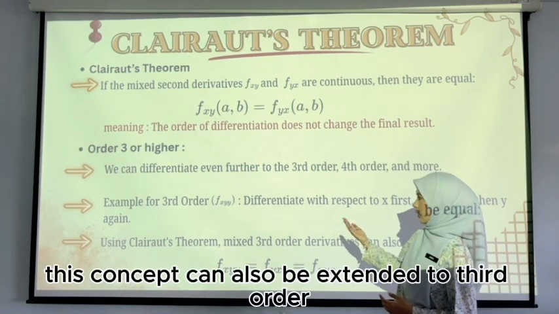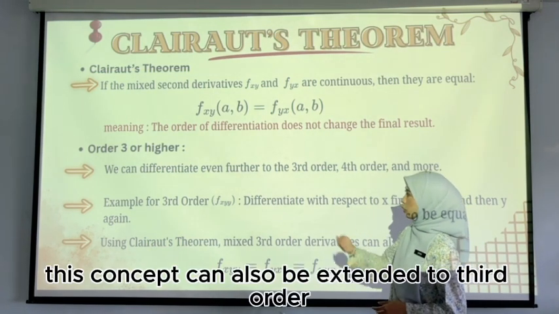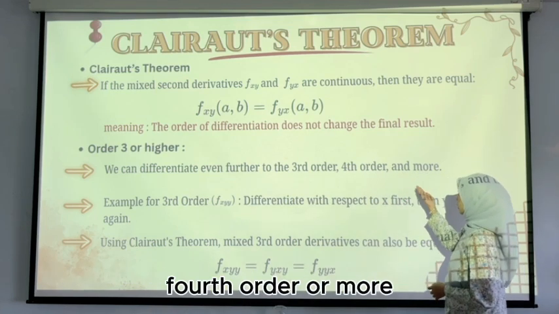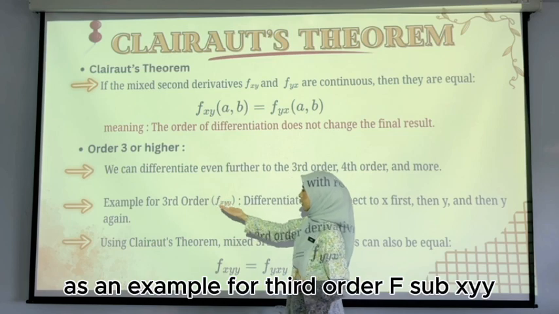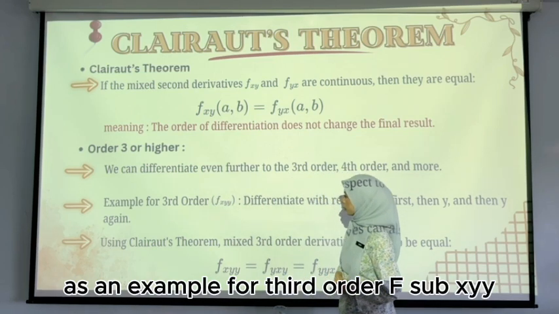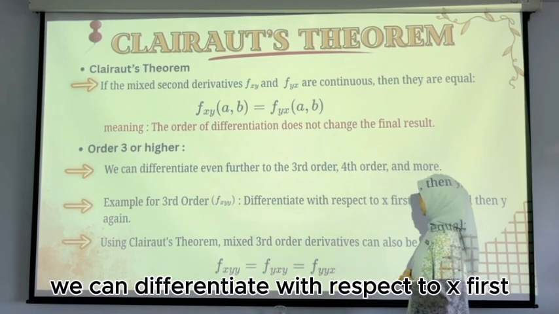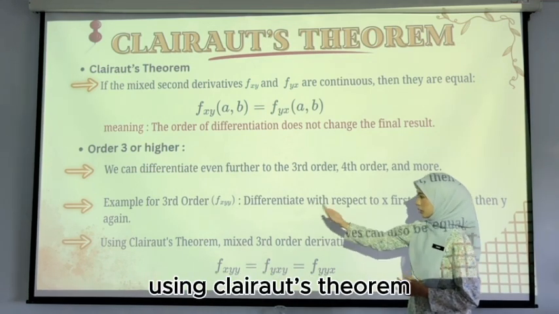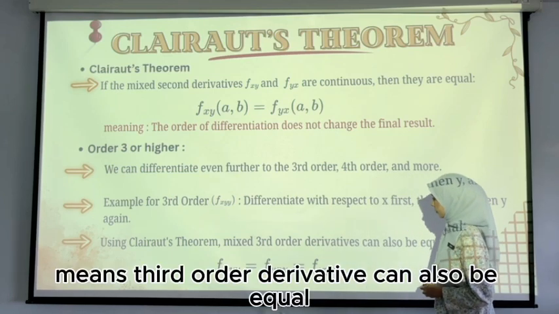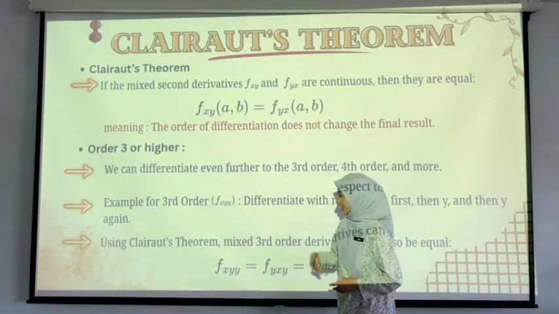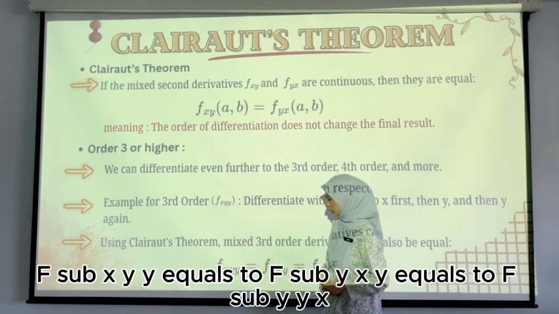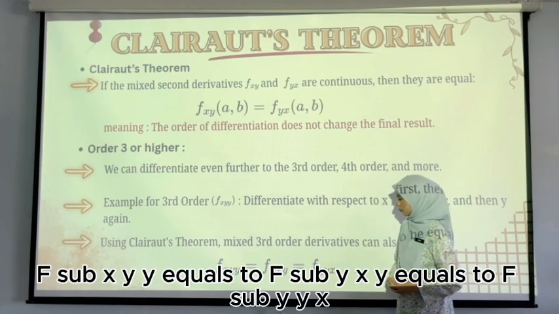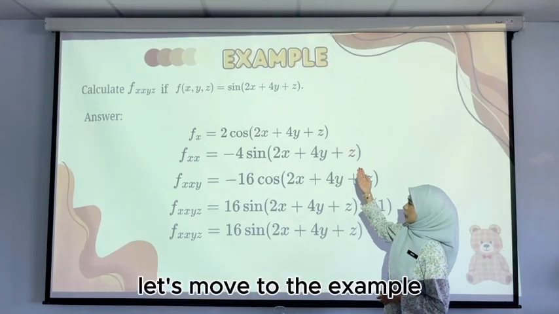Next, this concept can also be extended to third order or higher. We can differentiate even further to the third order, fourth order, or more. As an example, for third order, f sub xyy, we can differentiate with respect to x first, then y, and then y again. Using Clairaut's theorem, the third order derivatives can also be equal. F sub xyy equals f sub yxy equals f sub yyx. Let's move to the example.